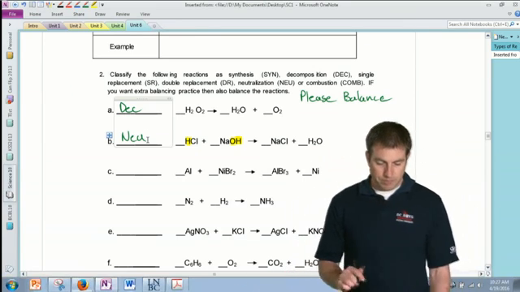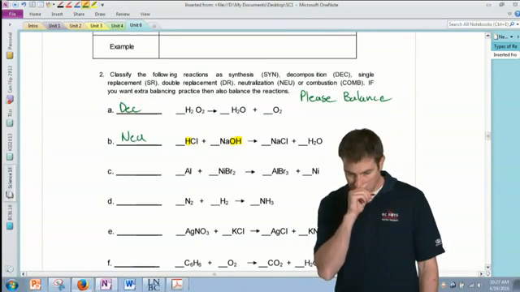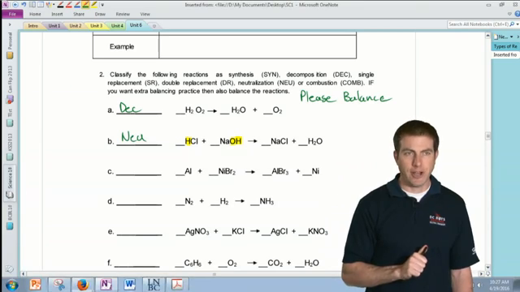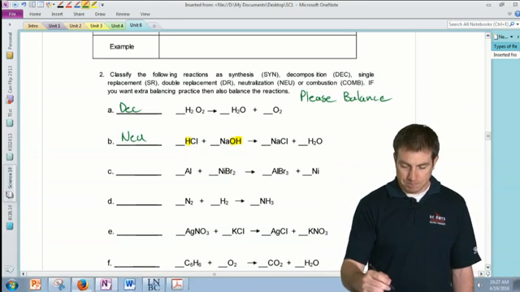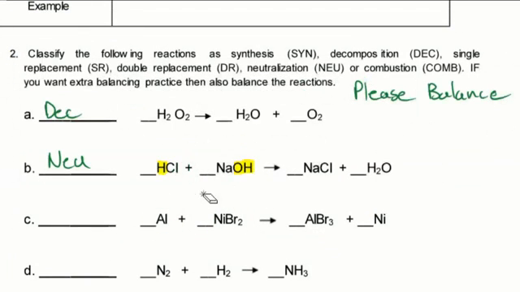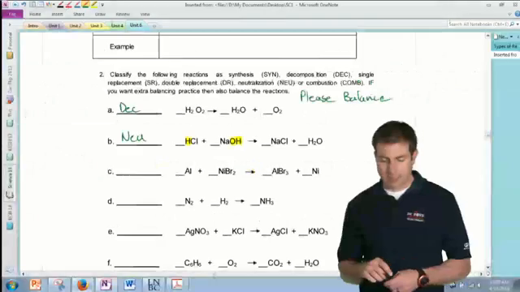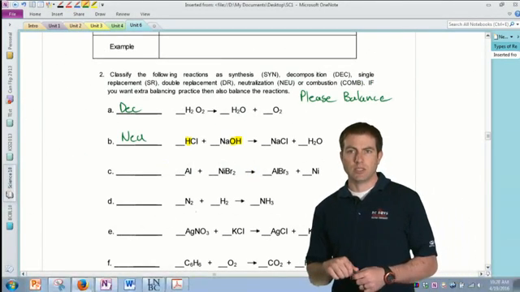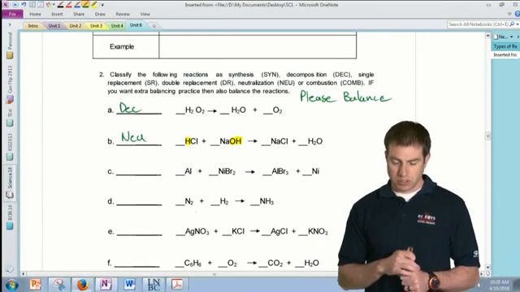How about this next one? Letter C. What do we think? Anyone want to take a shot at that one? You have aluminum and you have nickel bromide. What's going to happen here? What are our choices? So really we're starting with a single element and a compound. So we've got single replacement and we've got a vote for double replacement.